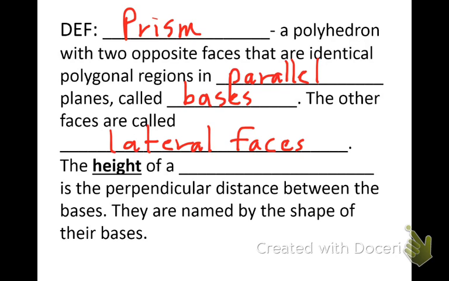The height of a prism is the perpendicular distance between the bases. They are named by the shape of their bases.